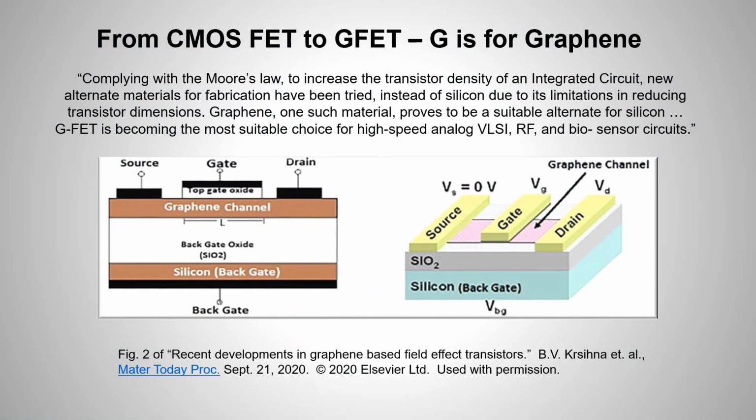So it didn't take long for researchers to go from CMOS to GFET. G is for graphene, of course, and here you see an example of such a device. To quote these authors, complying with Moore's law to increase transistor density of an integrated circuit, new alternate materials for fabrication have been tried instead of silicon due to limitations in reducing transistor dimensions. Graphene, one such material, proves to be a suitable alternate for silicon. GFET is becoming the most suitable choice for high-speed analog VLSI RF and biosensor circuits. So here you see a small channel, and of course, key there is the graphene channel.